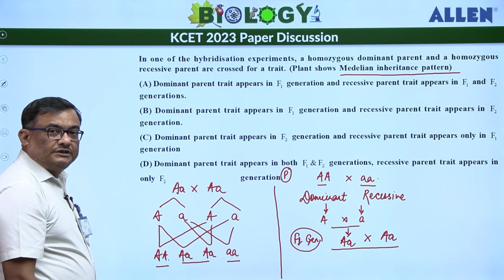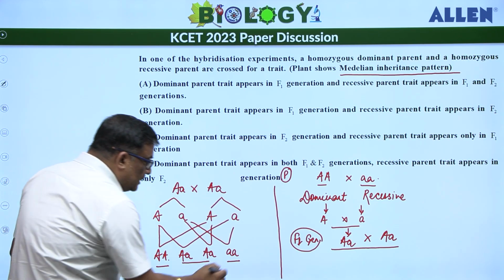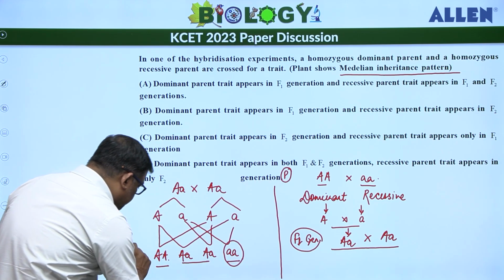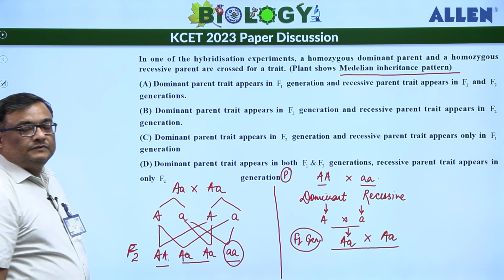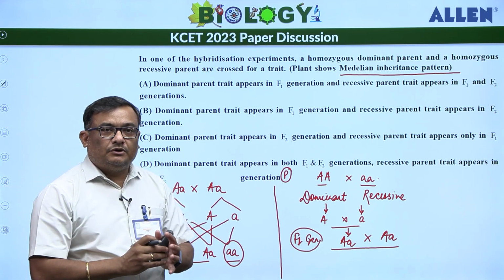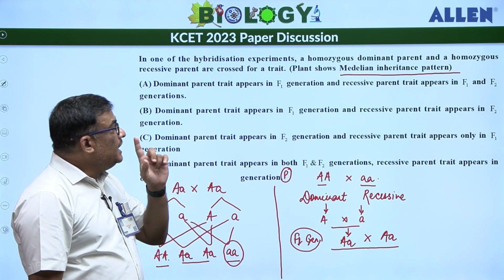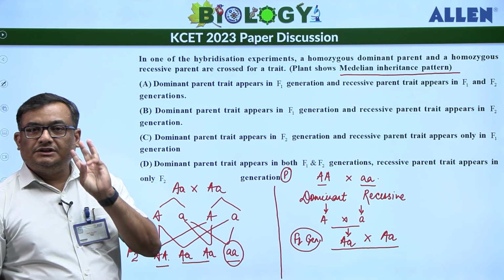Dominant is appearing in F1 generation as well as F2 generation. Recessive is appearing only in case of your F2 generation. Now read the statement. Why I have done it? Because in the question paper they have given you F1 as well as F2 generation. These two things they have given.